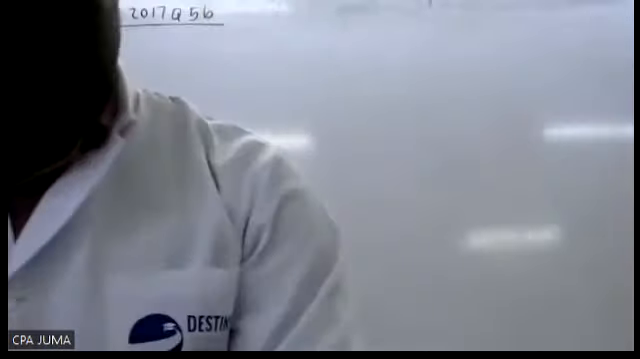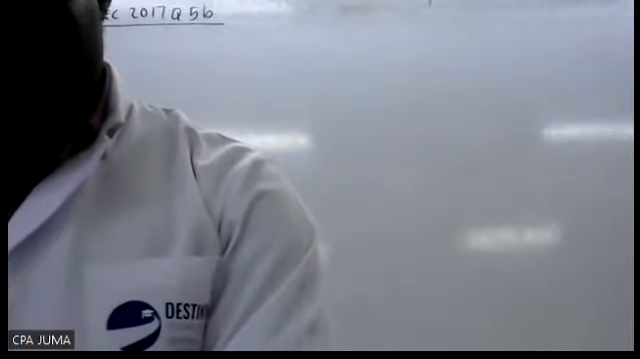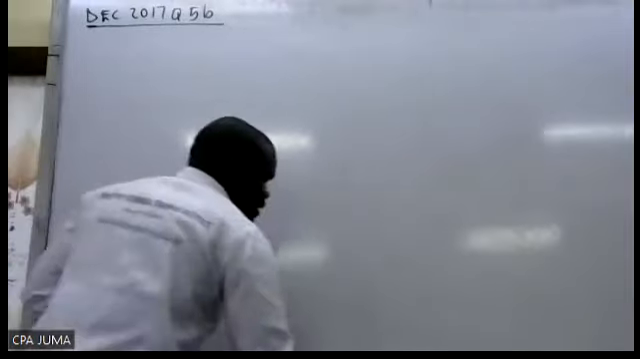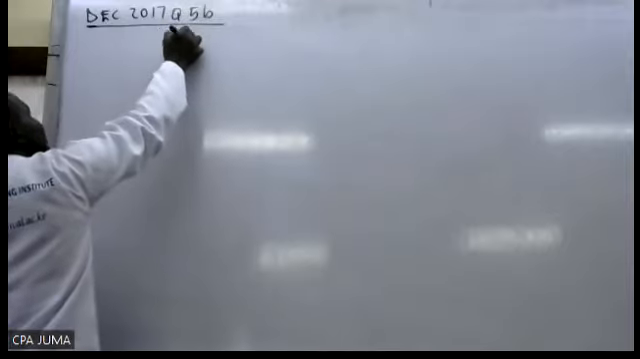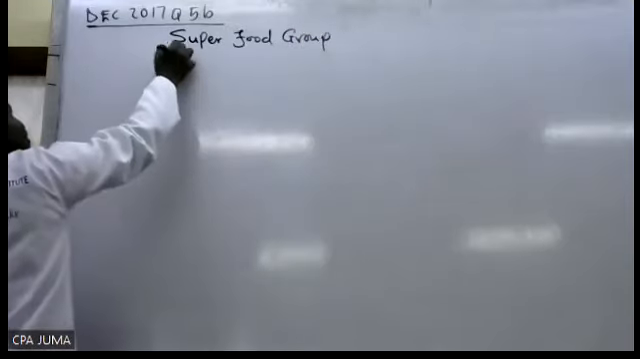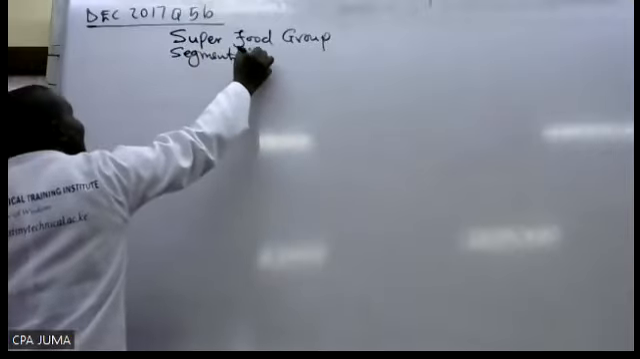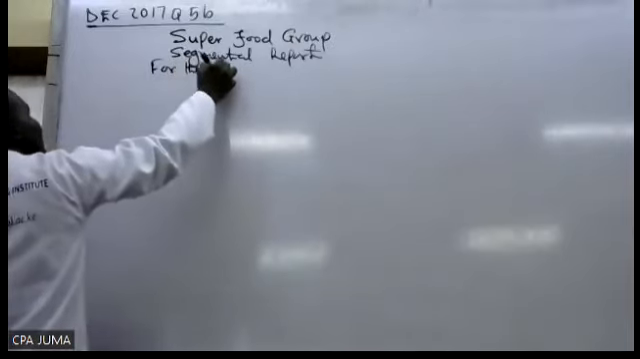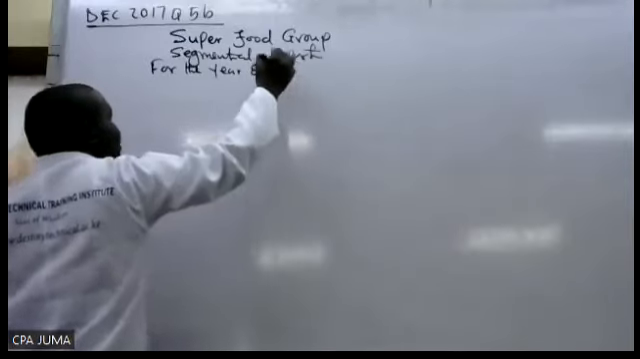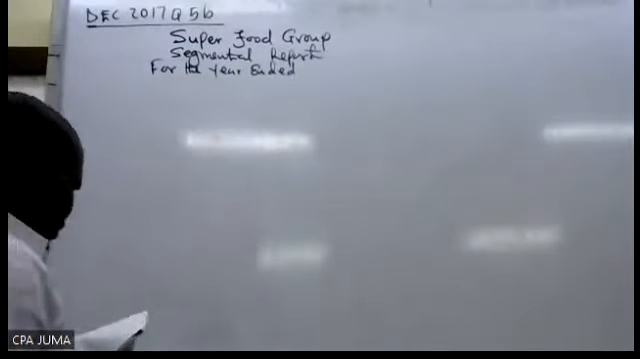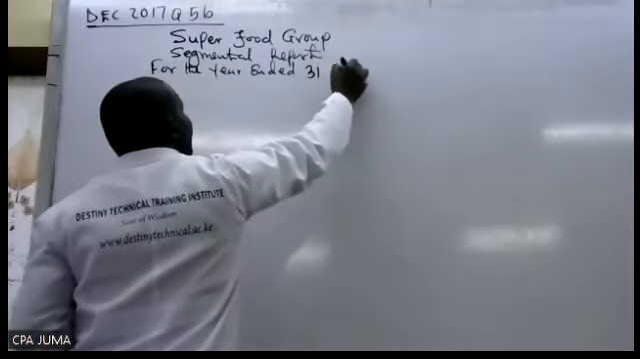So they want segmental reports. Write there, what are they called? Superfood Group. Superfood, what kind of food? Eggs are superfood. For the year ended when? 31st October 2017.